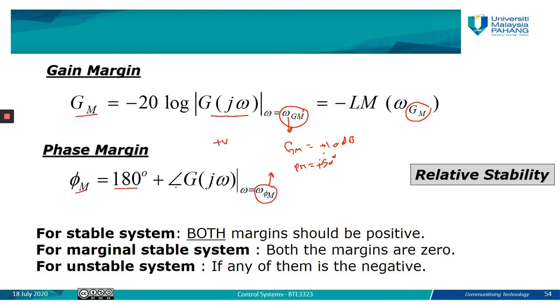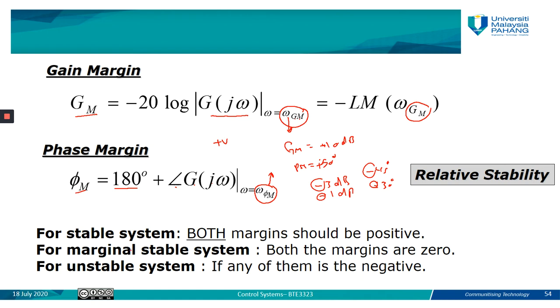If one of these values, gain margin or phase margin, is negative, for example negative 3 dB, negative 1 dB, whatever the value, but it is negative for the gain margin, or negative 45 degrees, negative 30 degrees, so one of them is a negative value, then in this case we are going to say our system is unstable.